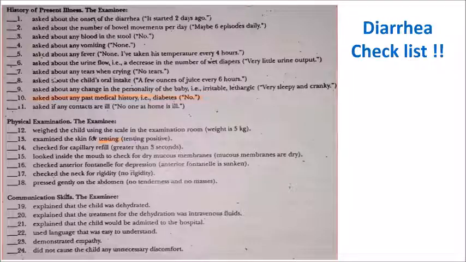Check the neck for rigidity: no rigidity. Okay. Press gently on the abdomen: no tenderness and no mass. Okay, so this is a total of 18 points. 18 points. And I'm happy that you could read them out, doctor.